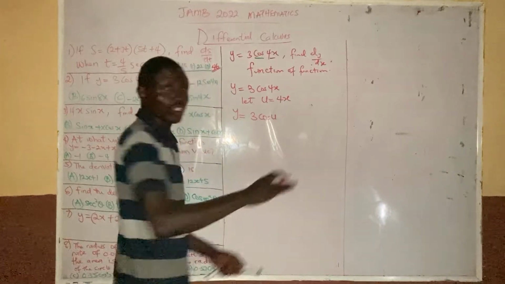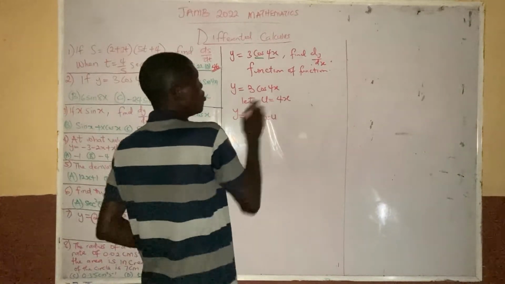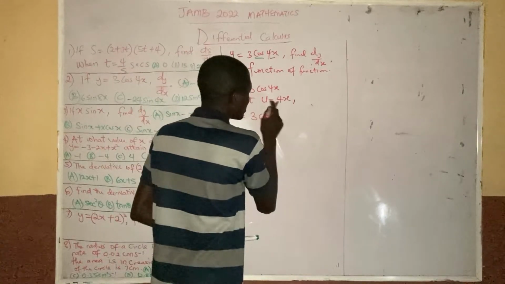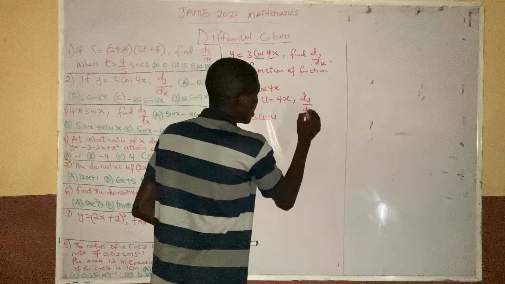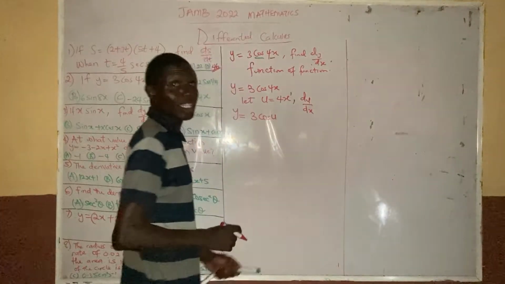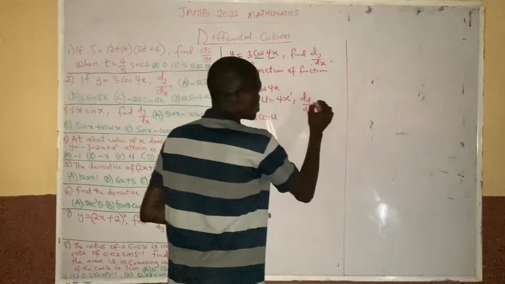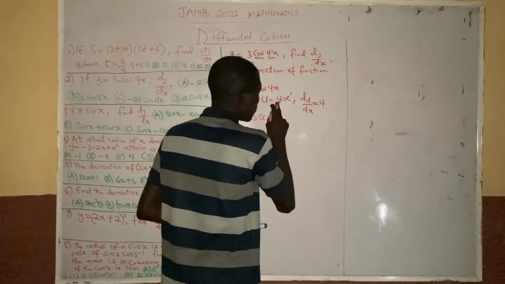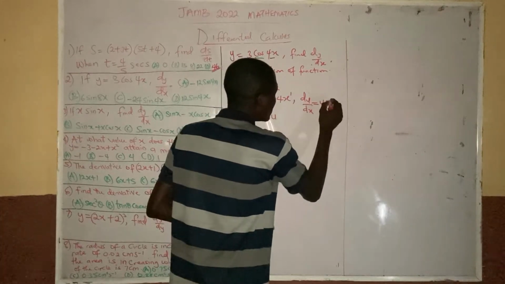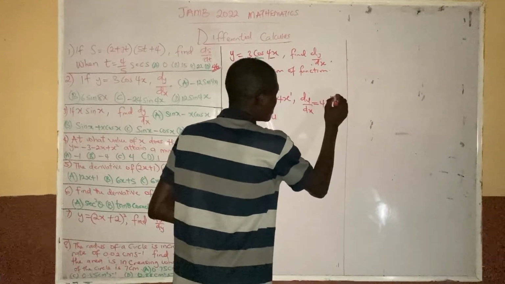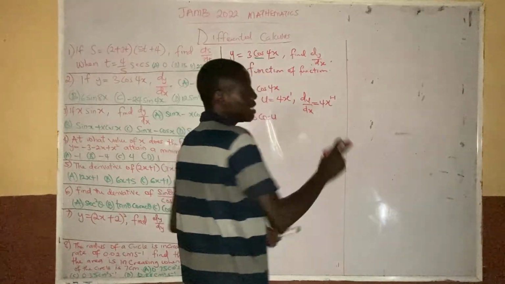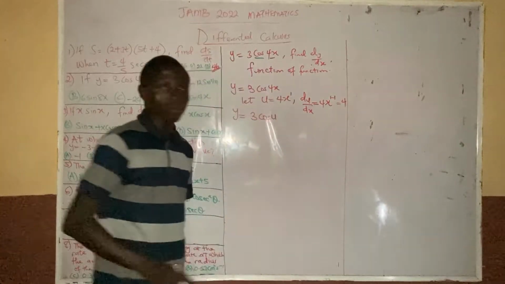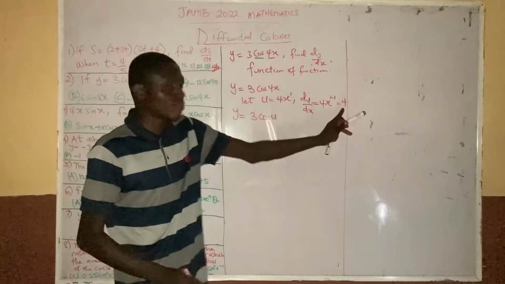From here, you can now use function of function. Now differentiate u with respect to x. This one has power of 1, so 1 times 4 gives 4, times x power 1 minus 1. Now this becomes x power 0, which is 1. So everything we have there is just 4. So du by dx gives us 4.